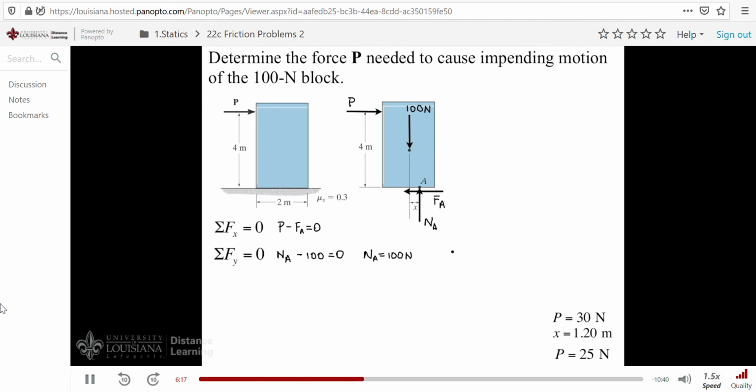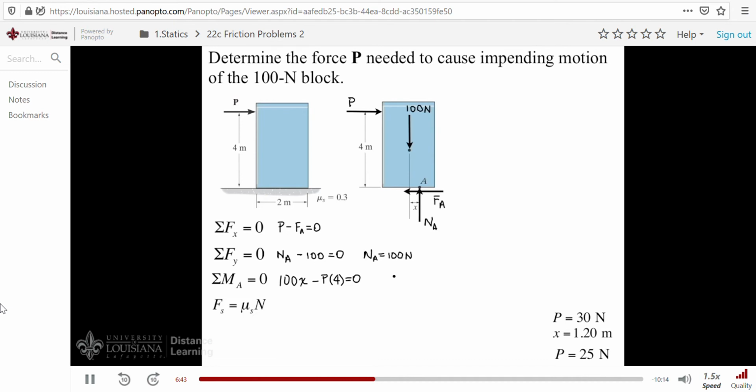Now we can take moments. We'll do that around point A. We have 100x, and we have minus P times 4, and this all equals 0. Well, obviously we don't have enough equations to solve yet. We need one more equation.